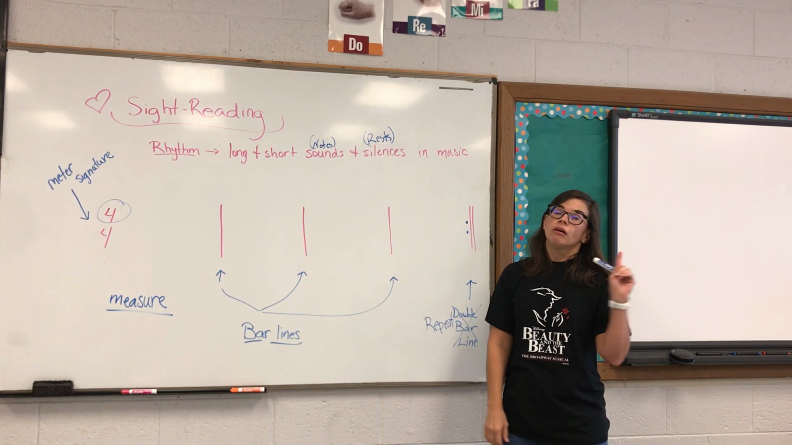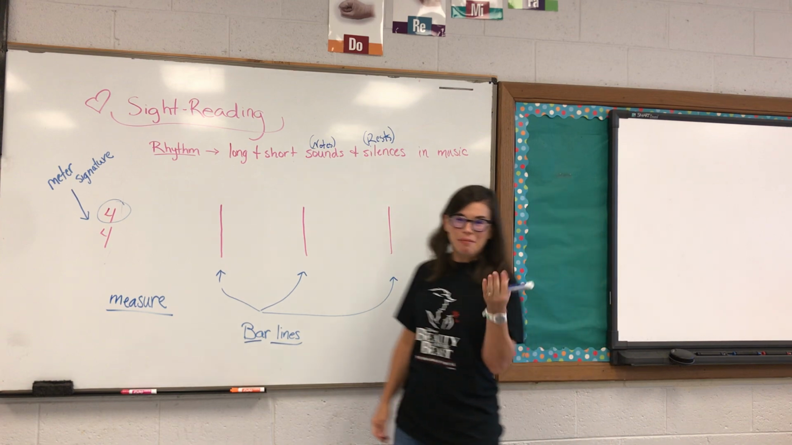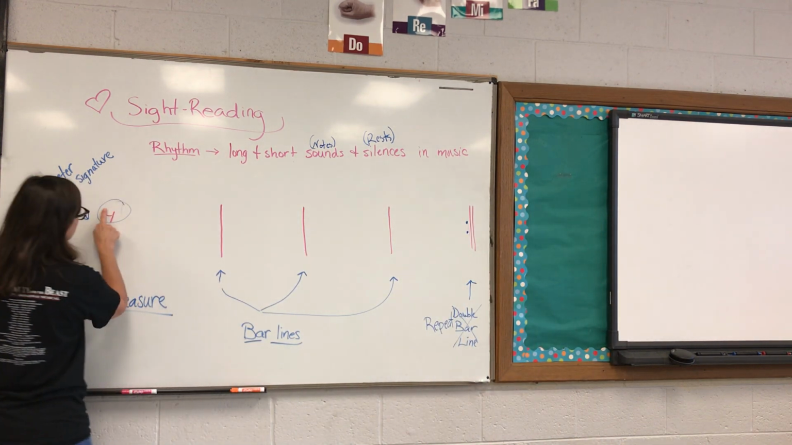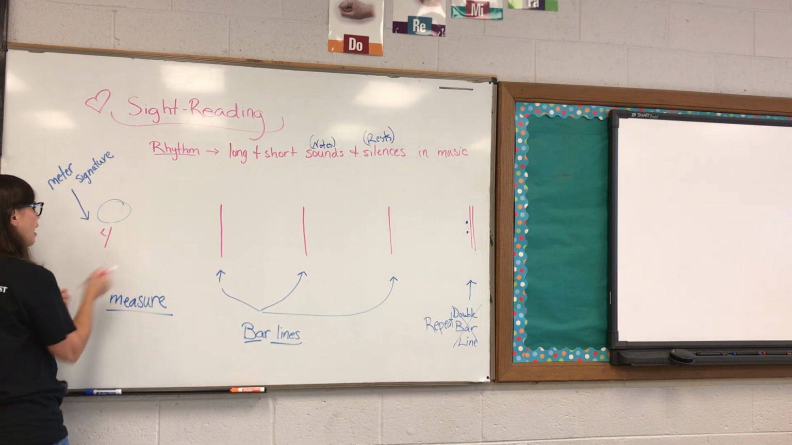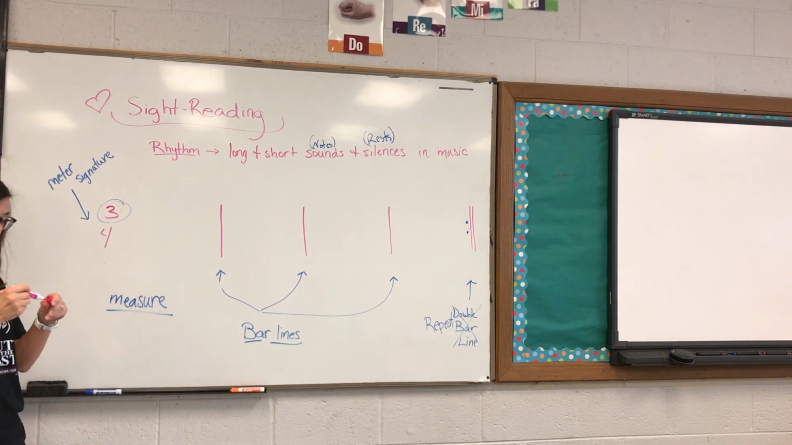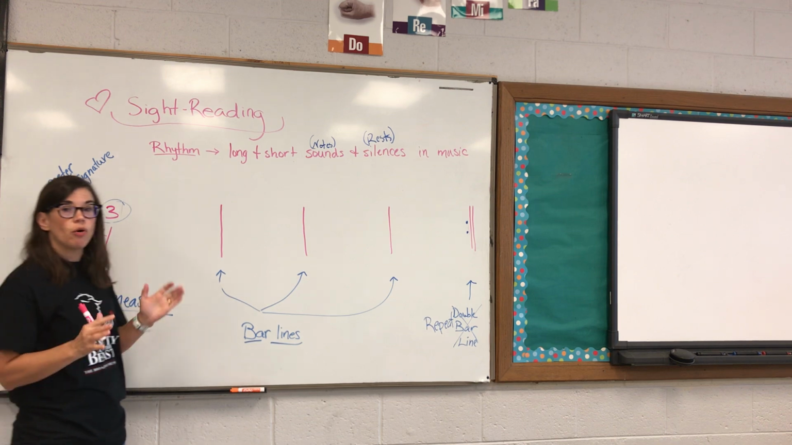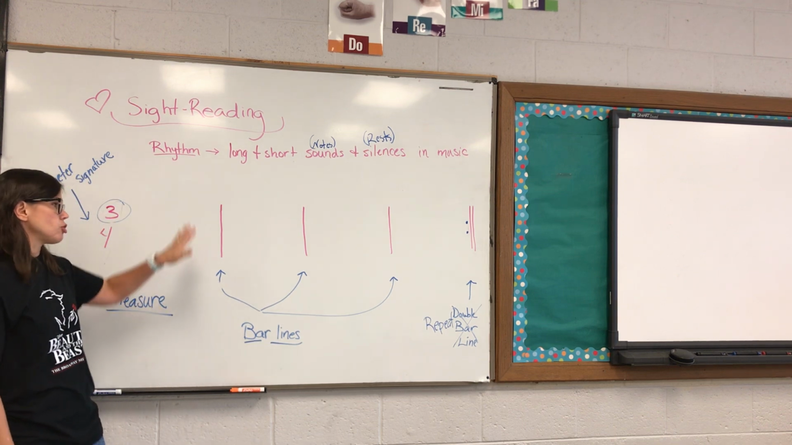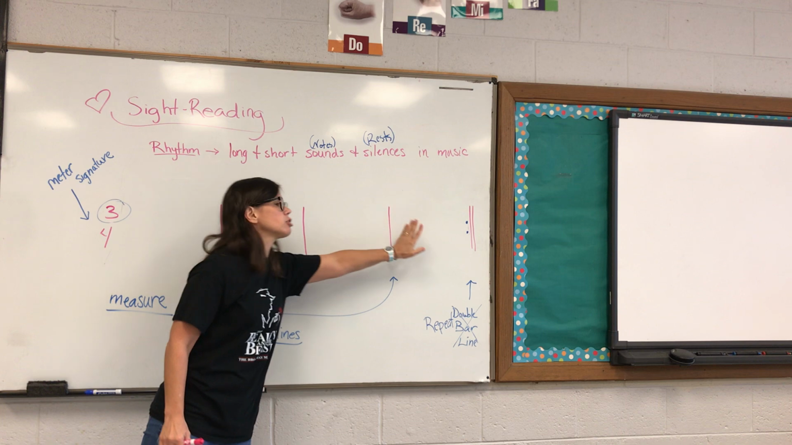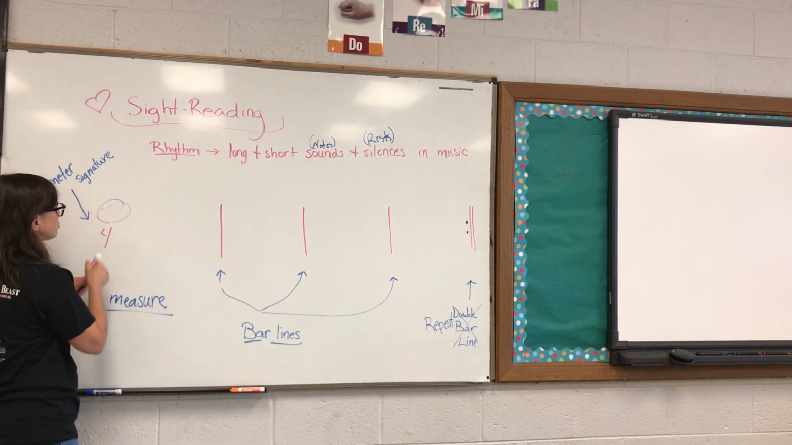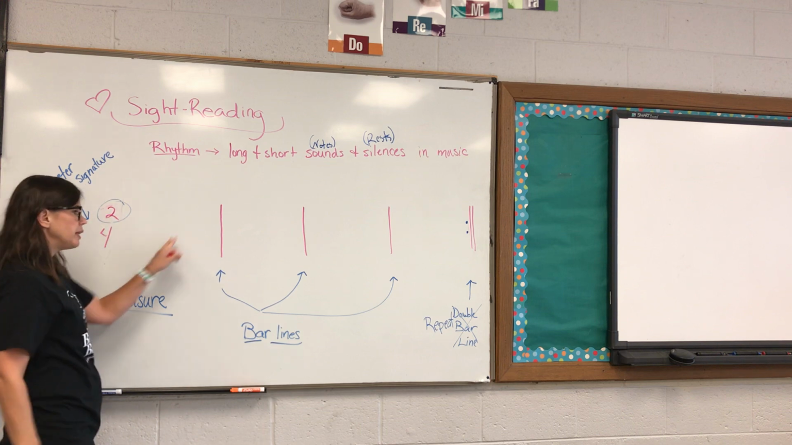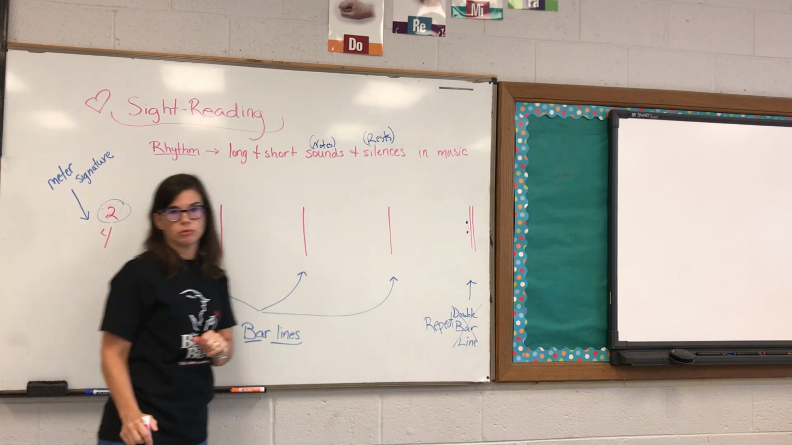Now, what happens is sometimes the meter signature changes. If this number changes, and we have a 3, then guess what? You're only going to have 3 beats in every measure. 3 beats, 3 beats, 3 beats, 3 beats. If this changes to a 2, 2 beats, 2 beats, 2 beats, 2 beats, okay?